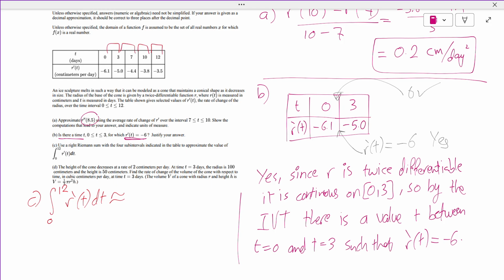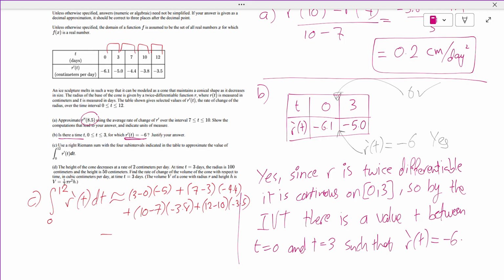So the first one will be 3 minus 0 times the right endpoint, which will be negative 5, plus the second one will be 7 minus 3 times the right endpoint, which is negative 4.4, plus the third one will be 10 minus 7 times the right endpoint, which is minus 3.8. The last one will be 12 minus 10 times the right endpoint, minus 3.5.